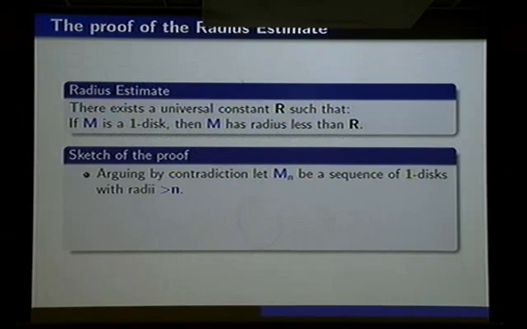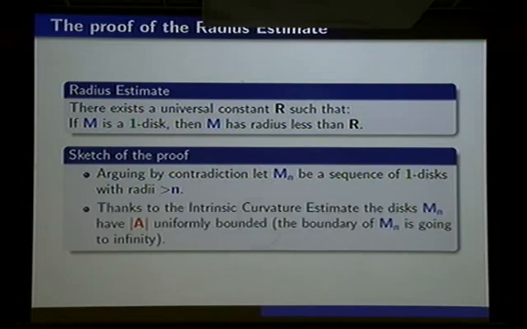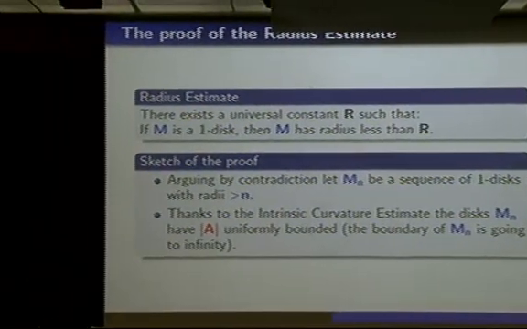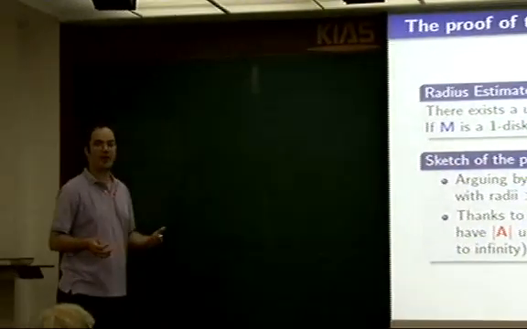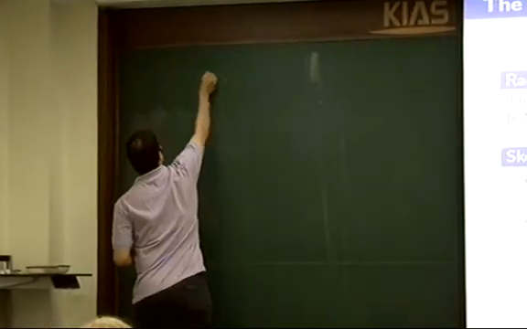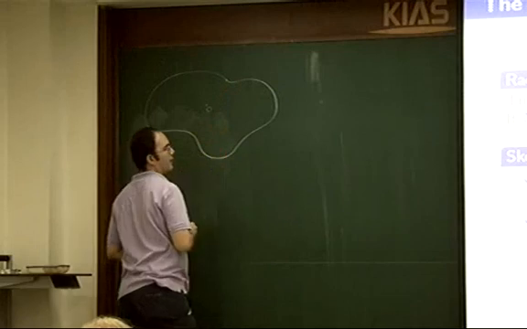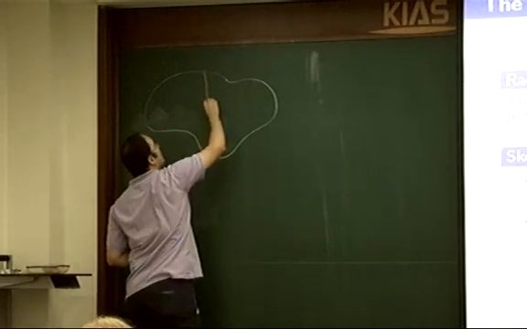Okay, the first step is, we argue by contradiction, and we assume that there isn't such a bound on the radius, so we have a sequence of one disks with radii going to infinity. Okay? And then we have the curvature estimate, which tells us that away from the boundary, we have bounded second fundamental form. So these are our disks, okay? And say this is the center. Say they contain the origin, just for simplicity. And this is n, okay?